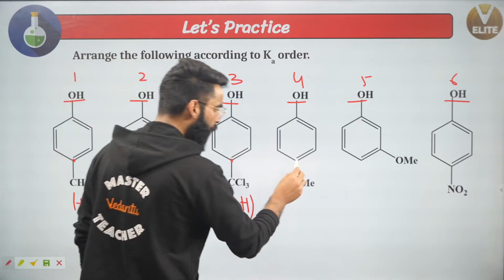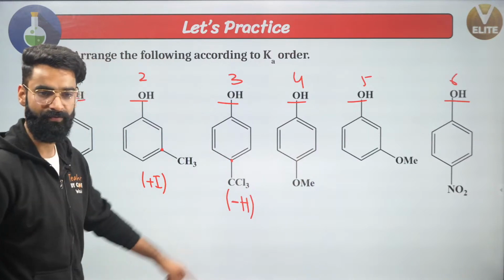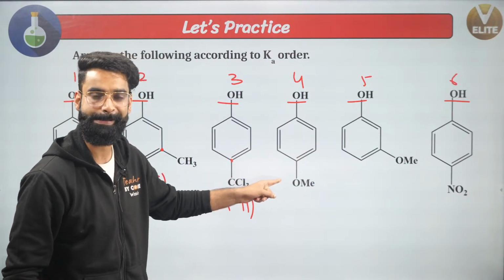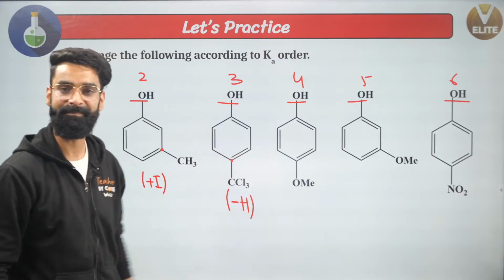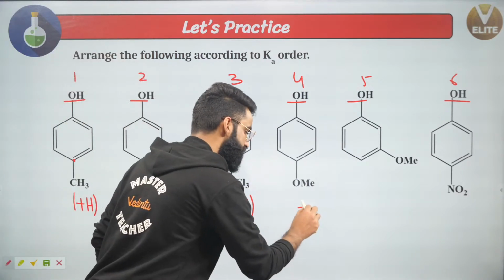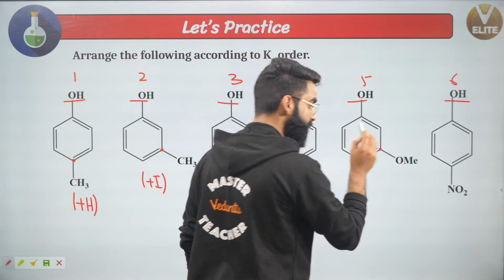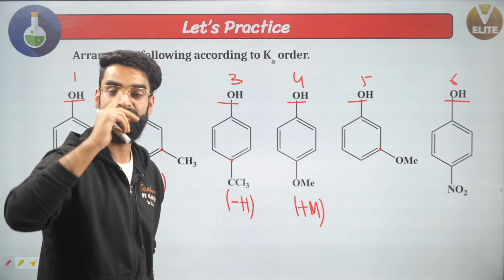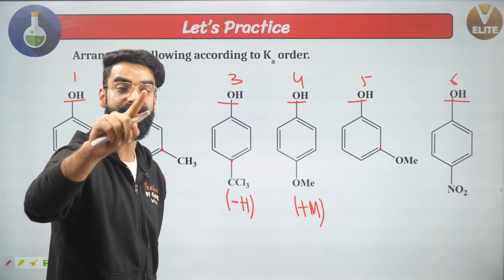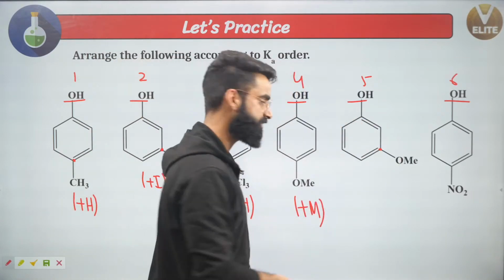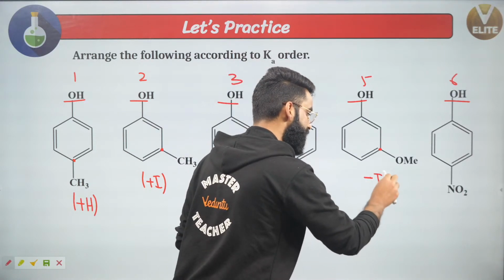We have got OMe right here. Which effect should I be considering for this one? Can you let me know? Isn't it going to be plus M? I hope you remember, this OMe shows plus M. But this OMe right here is at the meta position. I told you guys, when I taught you mesomeric effect, that it does not operate from the meta position. So right here, OMe is present at the meta position, so I'm going to take only its minus I power.